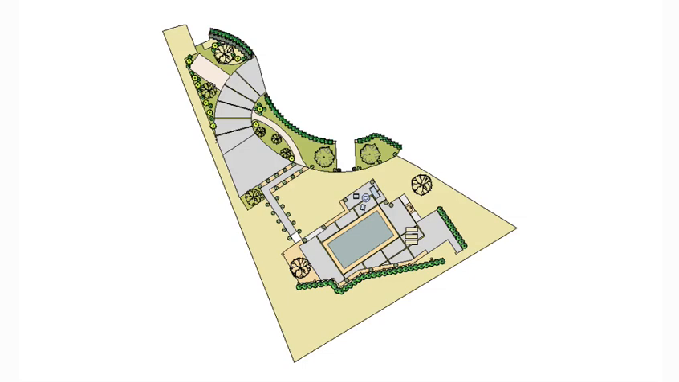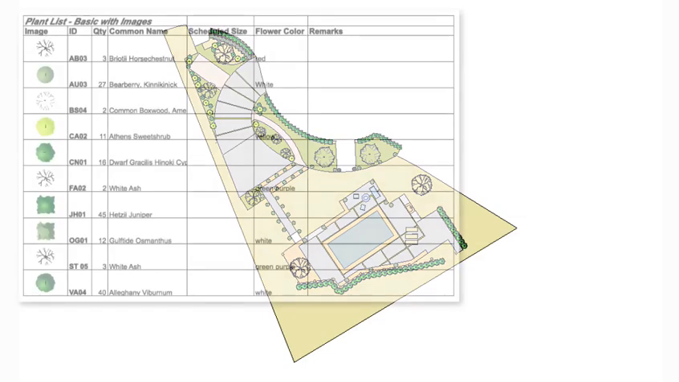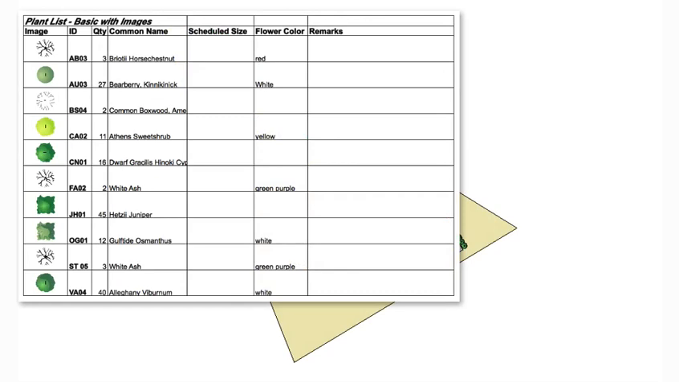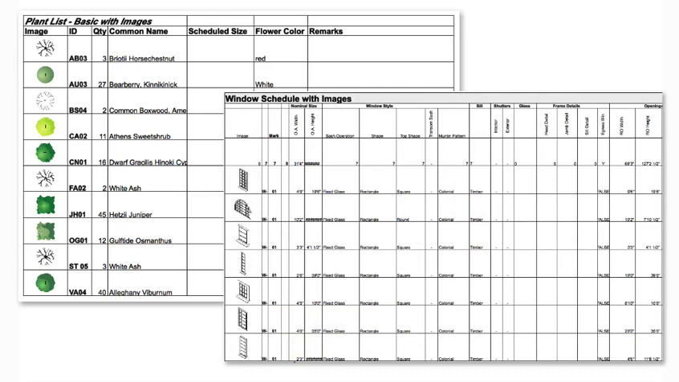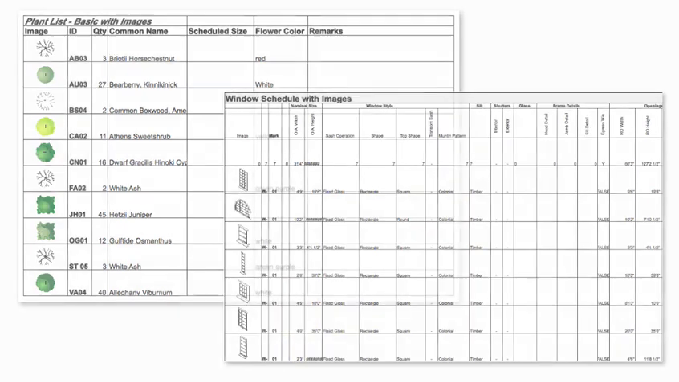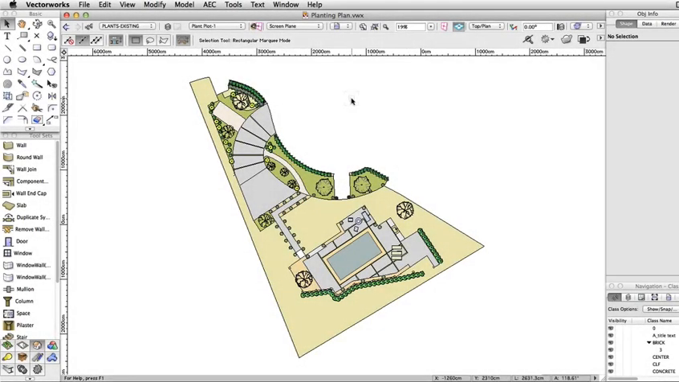One of the most common questions we receive is how to display only certain types of objects in a list, such as a plant list of only shrubs or perennials, or show only doors or windows from a particular class or layer in a schedule. For this particular example, we'll create a plant list.